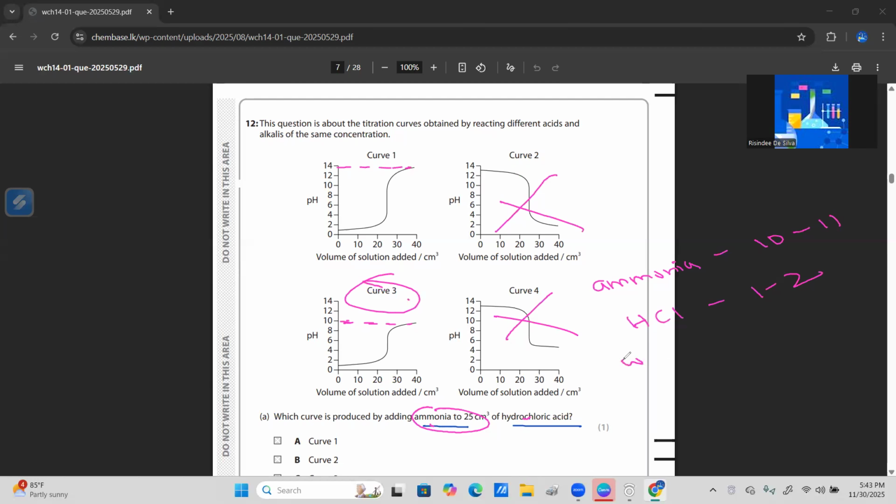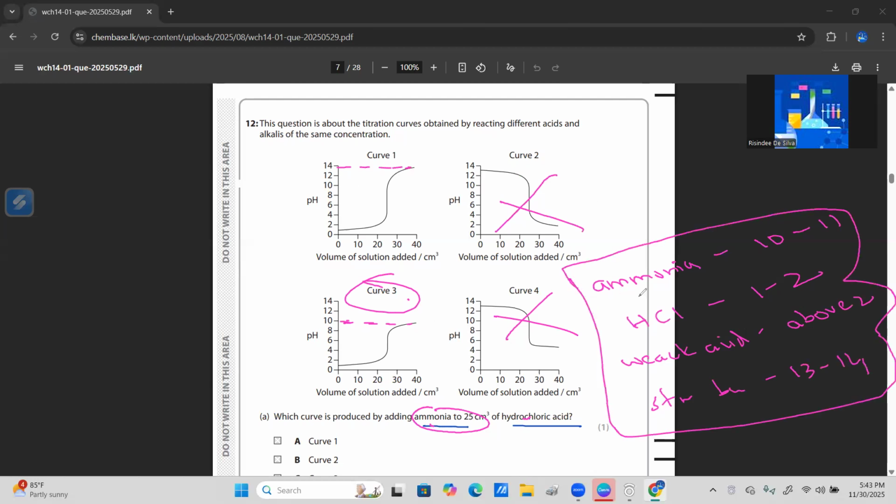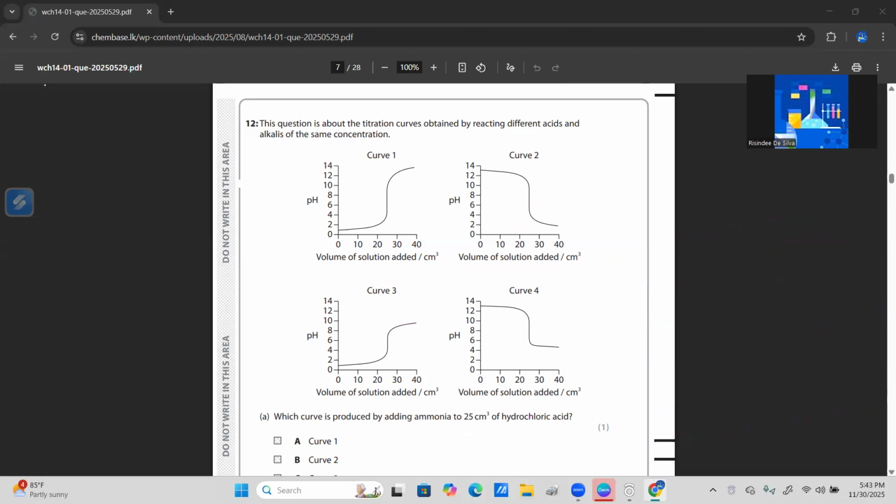And if you have a weak acid, like acetic, it will start above 2. If you have a strong base, it will stop at 13 to 14. Without knowing this, you can't answer these types of questions. This is a theory part you should know to answer this.